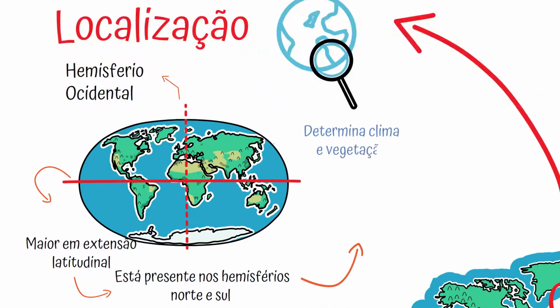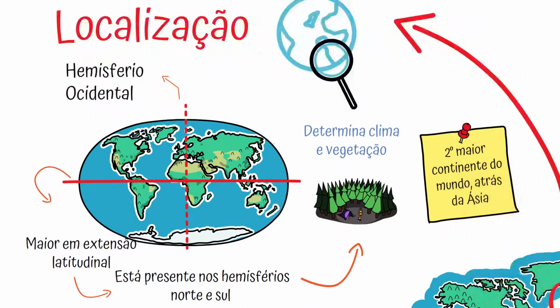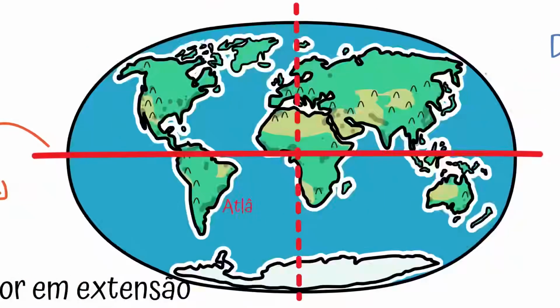Overall, America is the second largest continent in the world, with about 42 million square kilometers, behind Asia, which has about 44.5, and this continent is bordered by two main oceans, the Atlantic on the east coast of South America and the Pacific on the west coast.